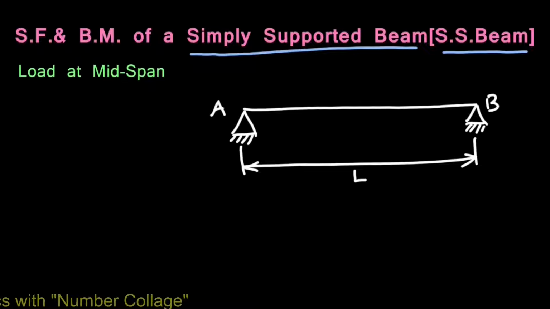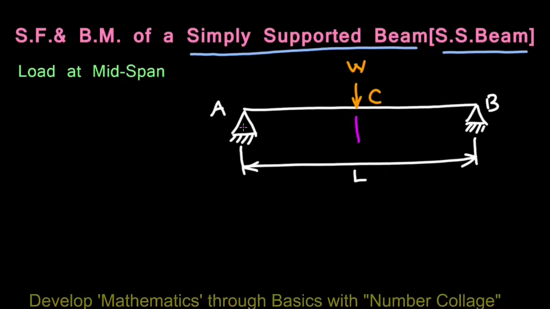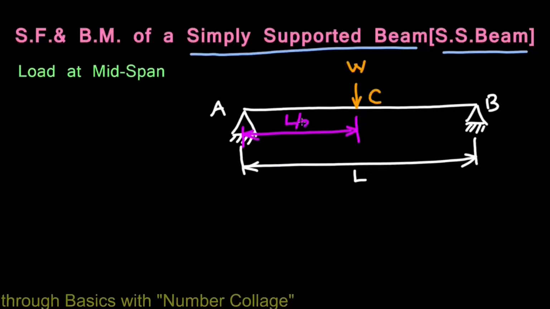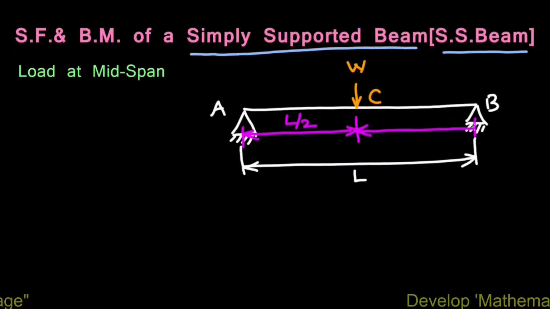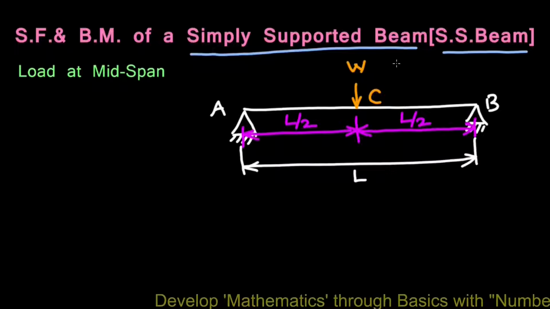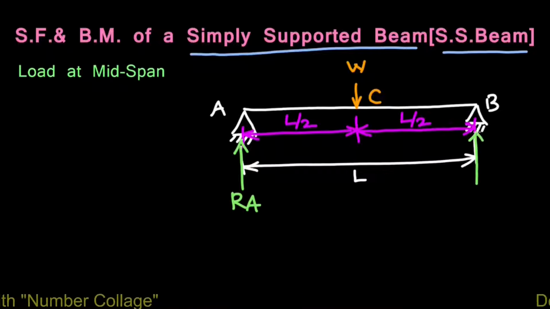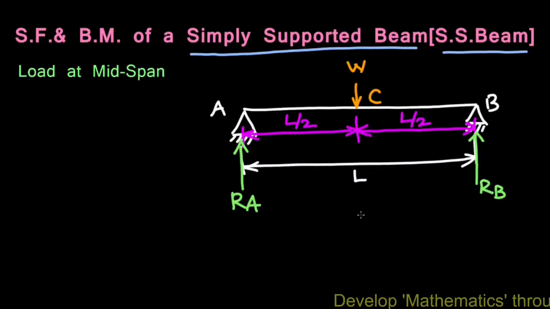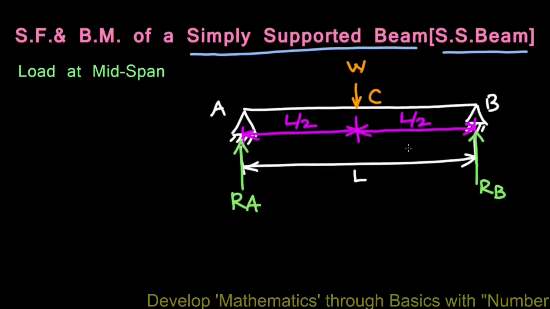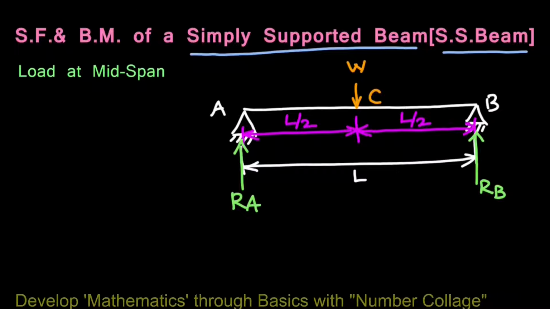When it is loaded at the midspan W at point C, then distance AC will be L upon 2 and distance CB will also be L upon 2. The reactions at the supports A and B due to vertically downward loads, RA and RB, pass through the endpoints A and B.